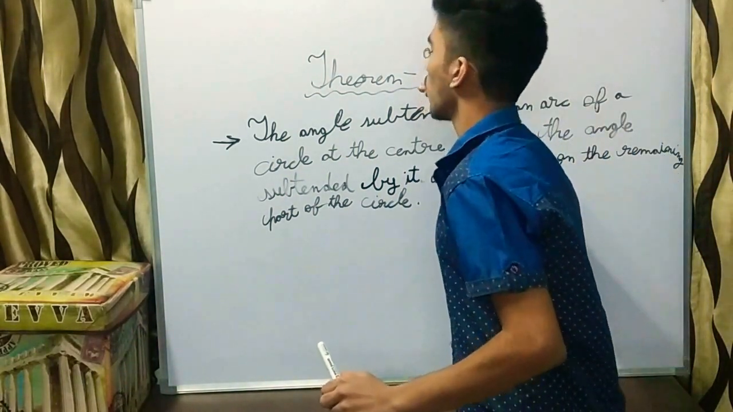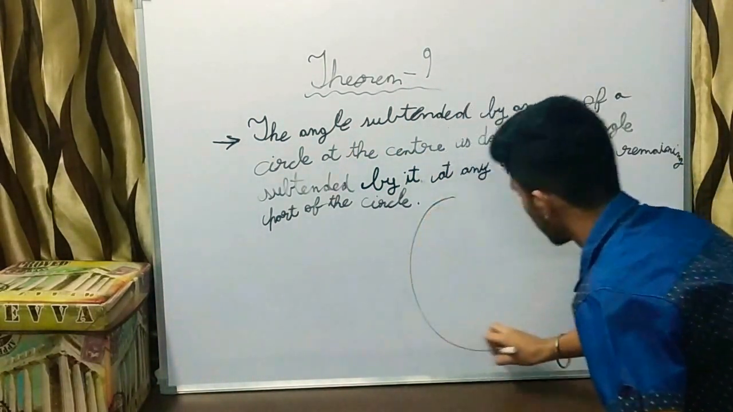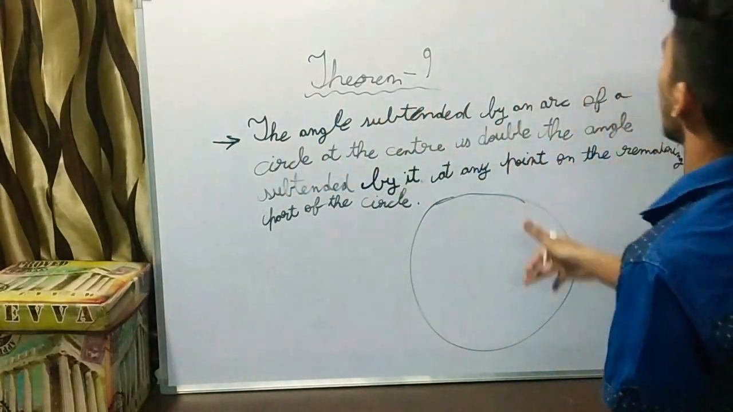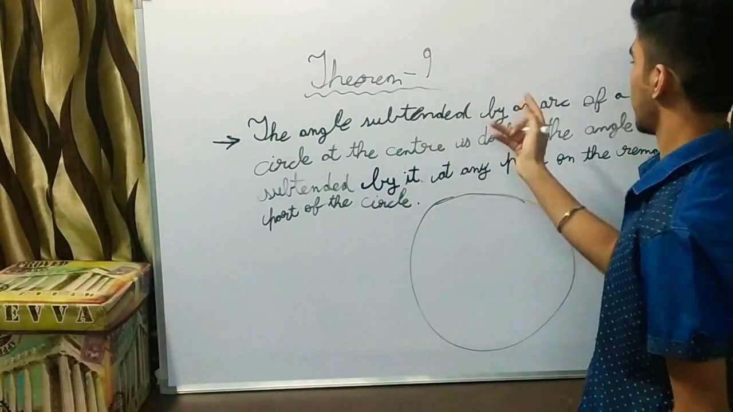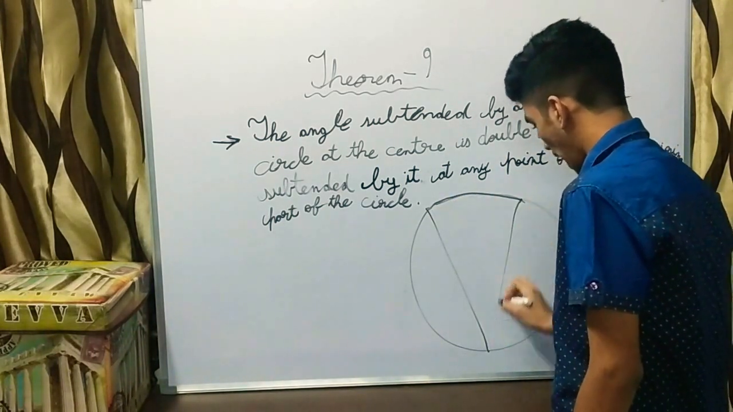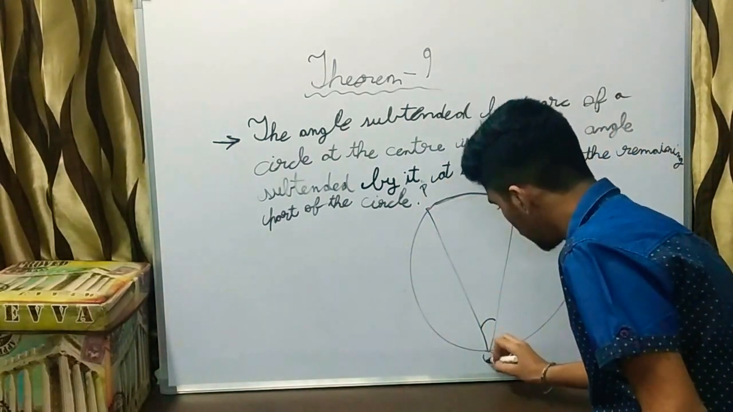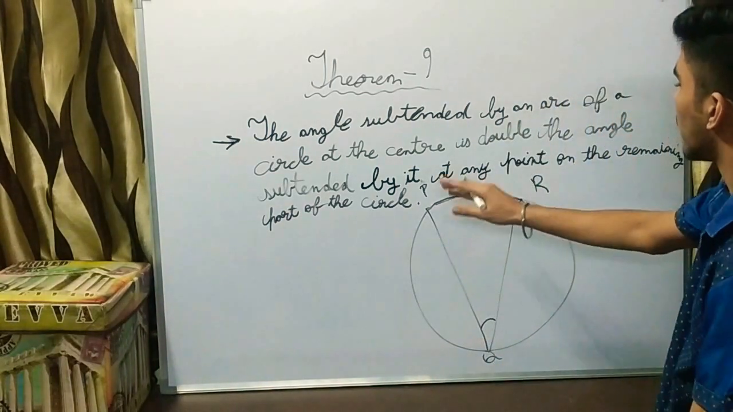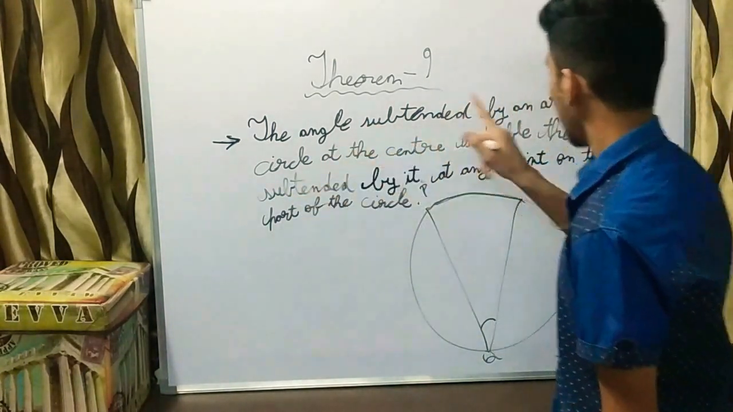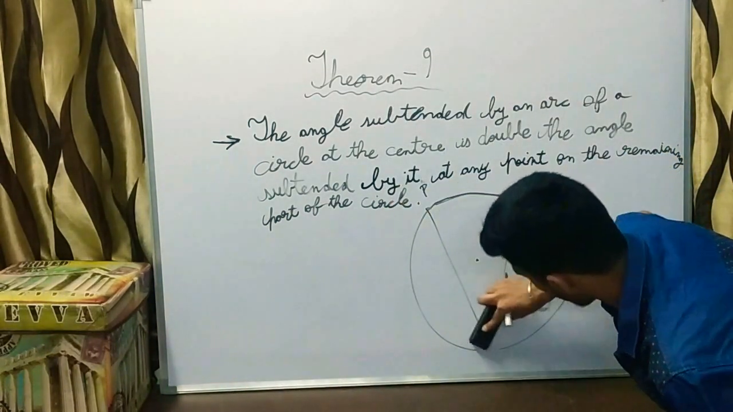So this theorem says that the angle subtended by an arc. So let us first draw a circle. We will understand practically. The angle subtended by an arc of a circle. So let it be this arc. This is your angle subtended. Let us give the names P, Q, R. So till now we know that the arc PR has subtended an angle which is PQR at the center. It's subtending at the center.